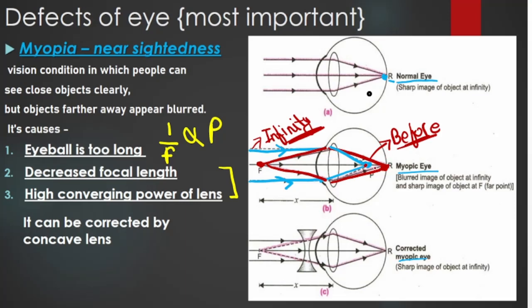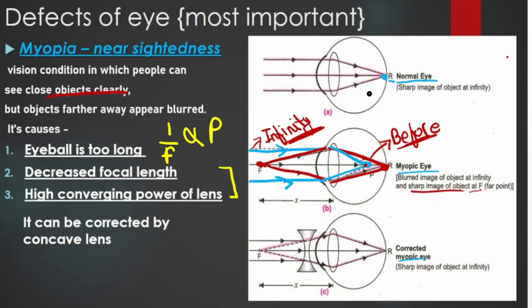Image formed on retina. Why? Because we are able to see close objects clearly. So if I keep something near, its image must form on retina so that I am able to see it clearly. So a far thing is before retina, a near object is on retina and I am able to see clearly. Blurred image of object at infinity, meaning the object that was at infinity, its image is blurred. And sharp image of object at F, the far point. And the object kept near to our eyes, that is F, its image is sharp.